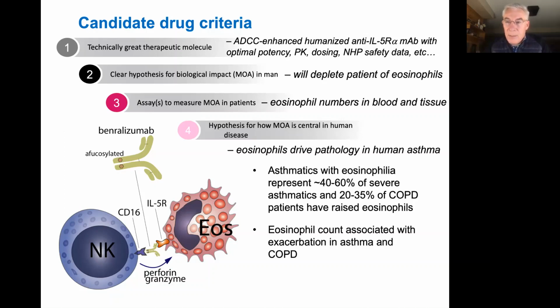And as I'm sure this audience knows very well, a fairly significant portion of asthmatics have elevated eosinophils, maybe something in the range of half or close to. Also, a subset of COPD patients have elevated eosinophils. That's a smaller subset.